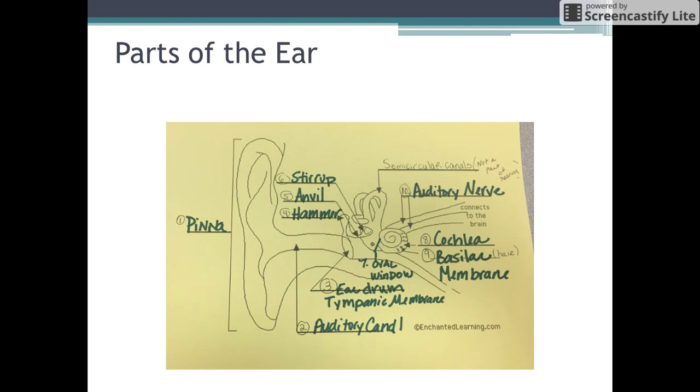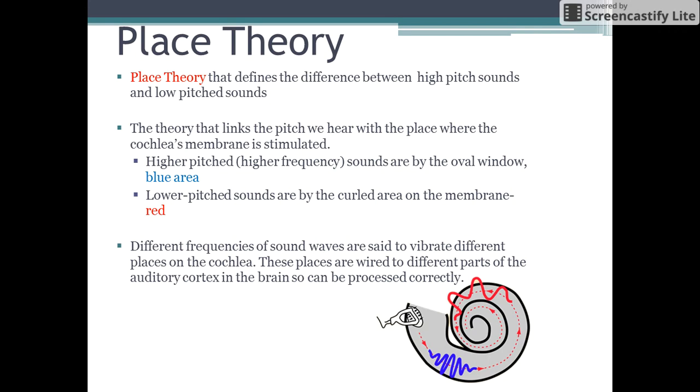And then you have the inner ear, which is the oval window, the cochlea, the basilar membrane, and the auditory nerve. Semicircular canals, again, were not so much part of the ear for hearing. It more helps with movement and balance. So let's talk about the different theories.